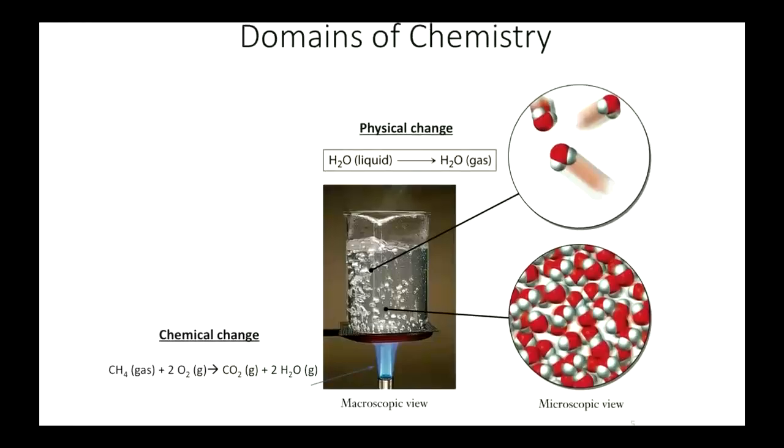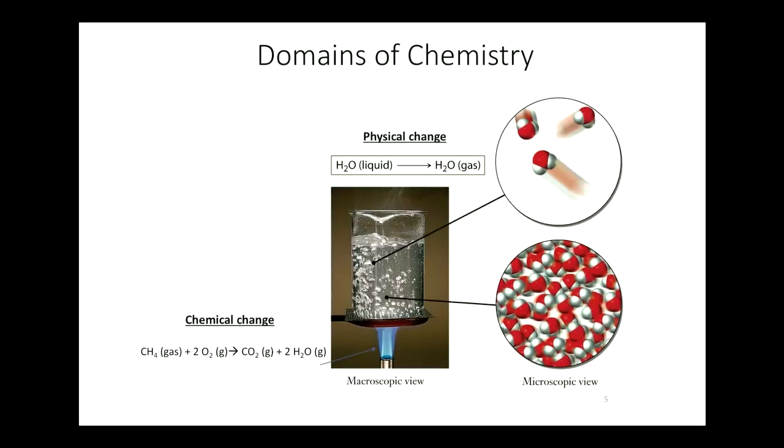Okay, so let's think about those domains of chemistry in this picture and think about what's happening. So in this picture, what do we see? What's happening here? Water boiling, yeah, so water is boiling in this picture. So what domain are we using? When we observed it, yes, but what domain word did we just learn? Macroscopic, yeah, we're using our eyeballs to detect what's happening, right?